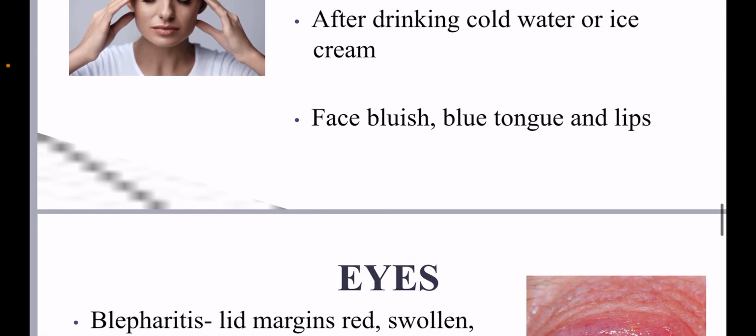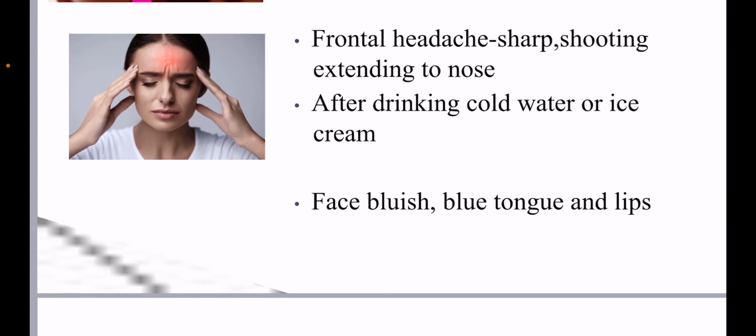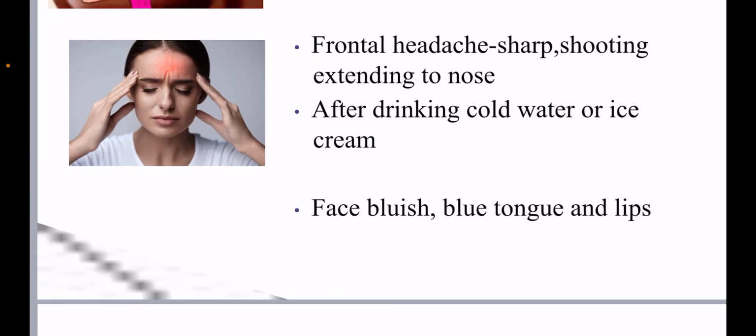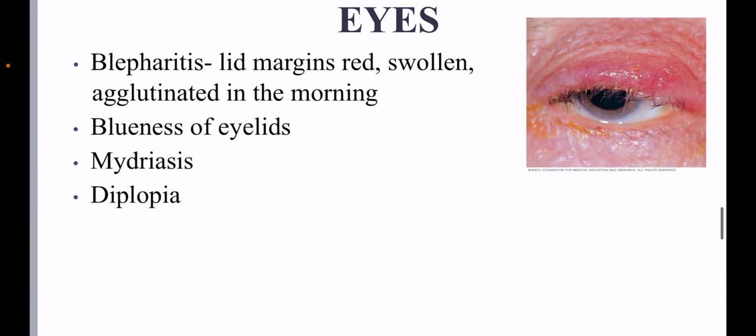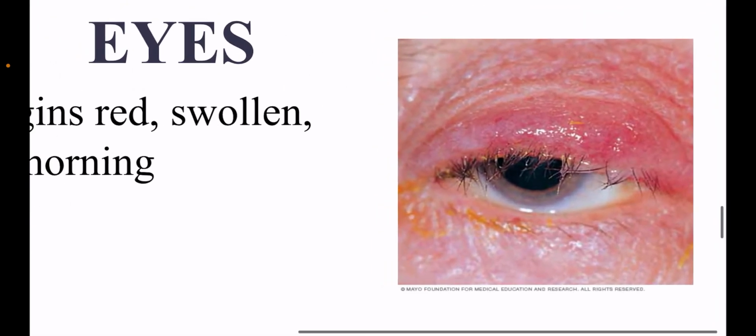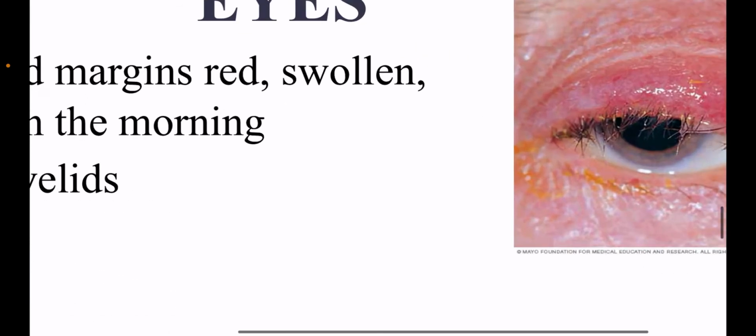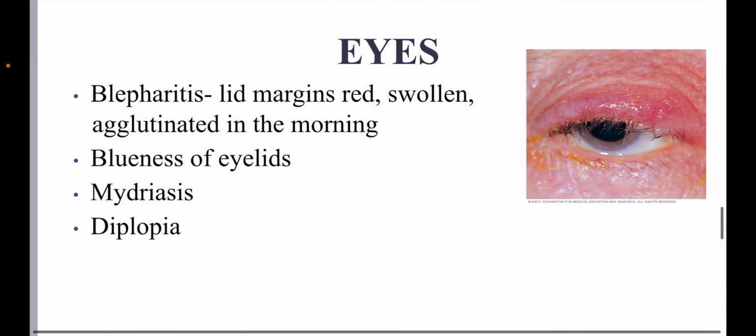The face is bluish. There is blue tongue and lips. Like we saw, there was cyanosis of the lips and the tongue. Same thing, face bluish, blue tongue and lips. Eyes, blepharitis: lid margins are red, swollen, agglutinated in the morning. You can see here the margins of the lids, they are red, swollen, agglutinated. You can see the agglutination here.